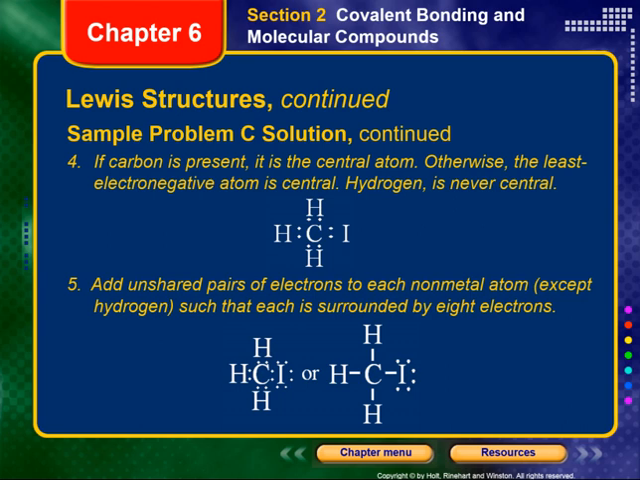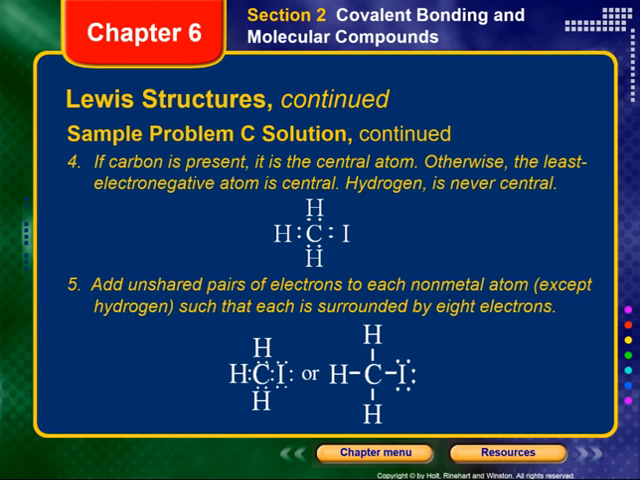Now that we know that we should be dealing with 14 electrons, we have to actually create the skeleton structure. If carbon is present, and in this sample it is, it is the central atom. If carbon is not present, which it won't be sometimes, the least electronegative atom in the molecule is central. You put it in the middle. Unless it's hydrogen, hydrogen is never central. No matter what, it's never central. So we do have carbon, so we put it in the middle, and then we surround that central atom with our 4 remaining elements, 3 hydrogens and 1 iodine.